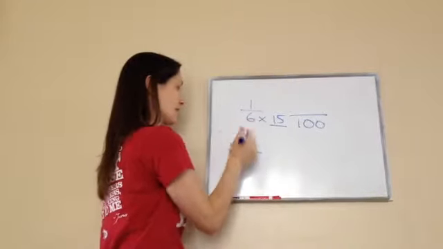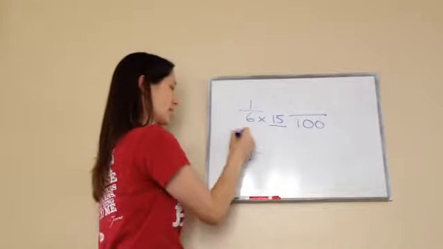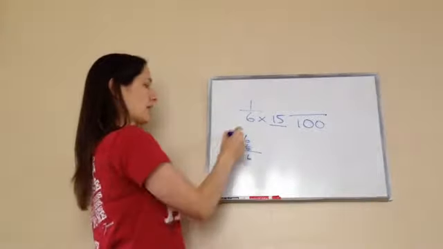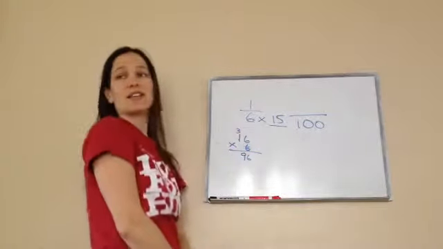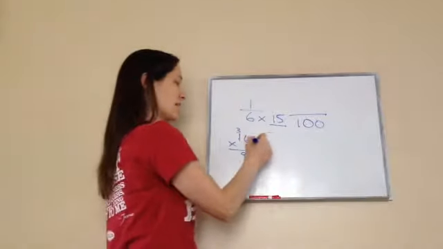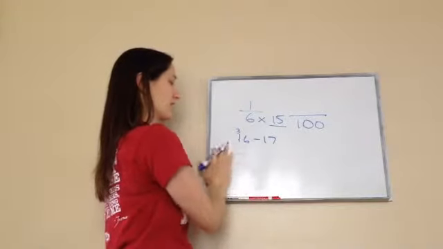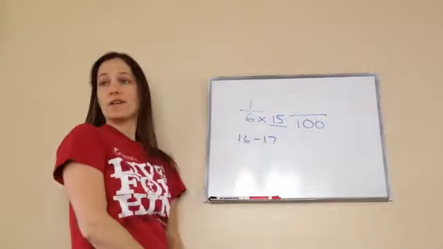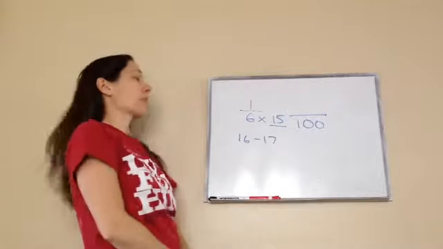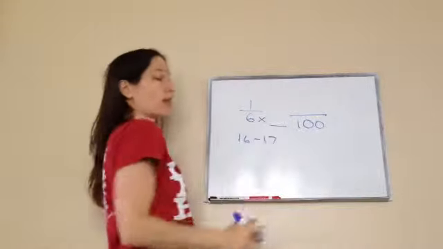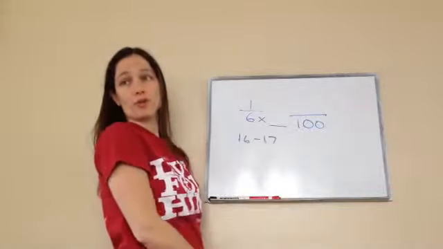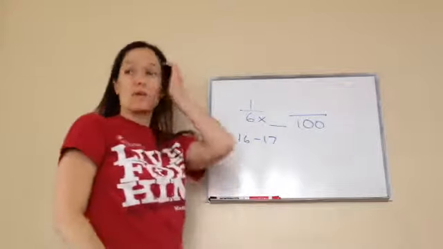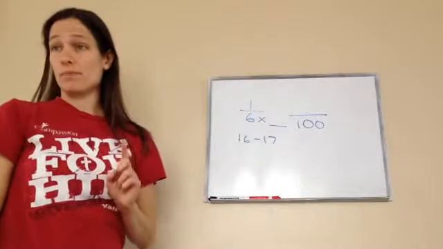16 times 6. 6 times 6 is 36. 6 times 1 is 6. 7, 8, 9. 96. So it's between 16 and 17, right? But we don't know how much. So it'd be 17. No, because that went over. That went to 102, but it's closer to 100 than 16. So when you come to that kind of problem, here's what you're going to do.